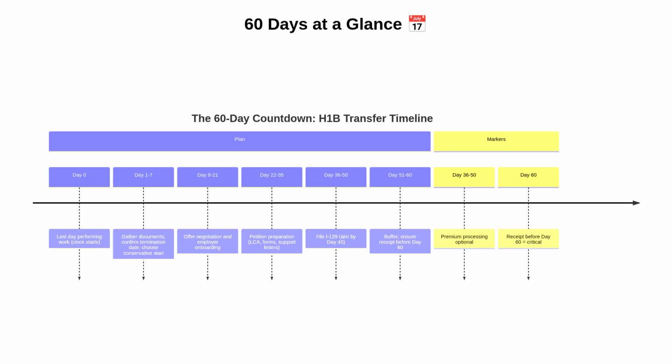Aim to file by day 45 to preserve a buffer. Ensure your receipt notice is issued before day 60. Premium processing may be optional, but speed is crucial. Now let's cover the filing strategy in detail.